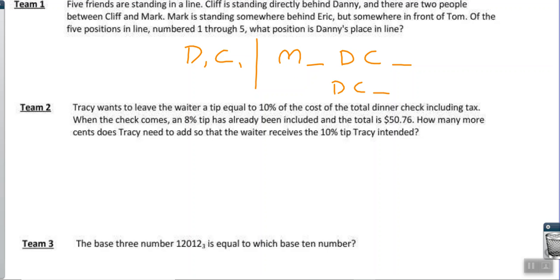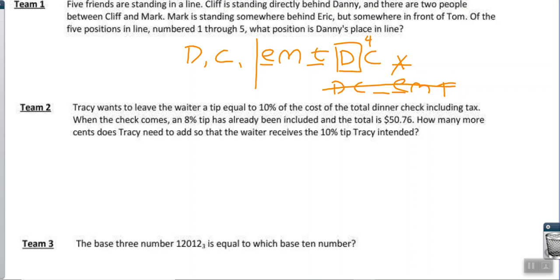Danny, Cliff, person, Mark. But then it also says that Mark is standing somewhere behind Eric, but in front of Tom. So in this case, we just don't have enough people at this point for this thing to work. So it says that Mark is standing somewhere behind Eric. So that means Eric has to be in front of Mark here. That means Tom has to be here. And we want to know where Danny's place is. So this is the 4th spot in line here.